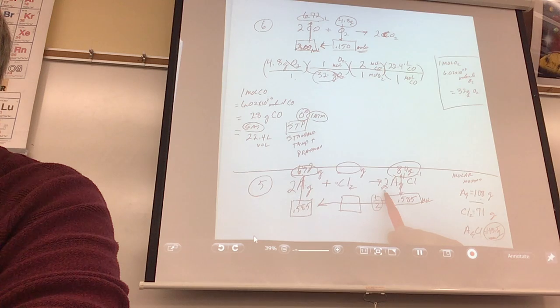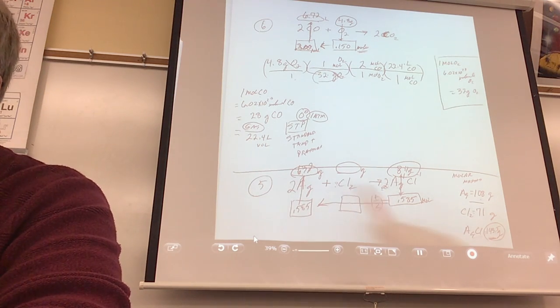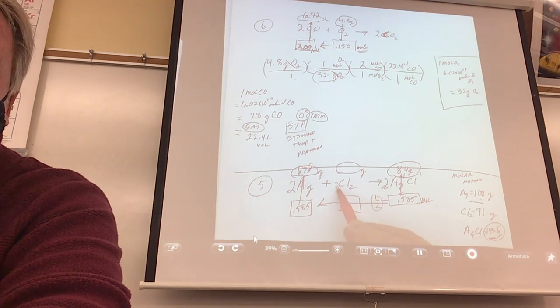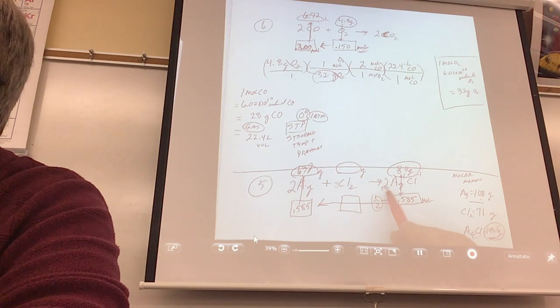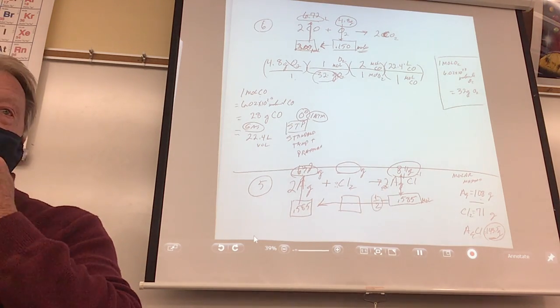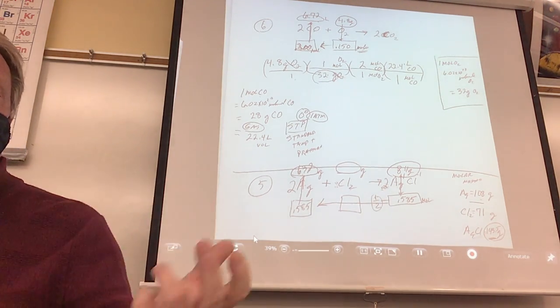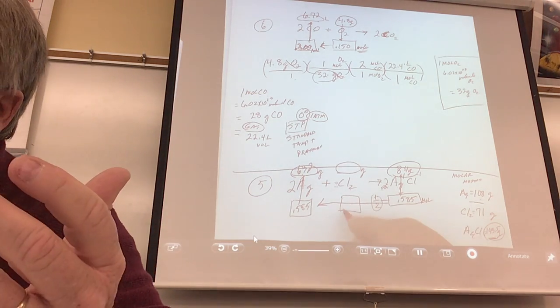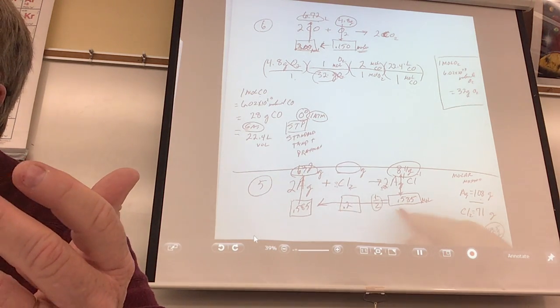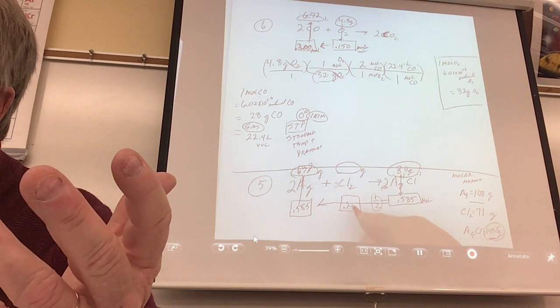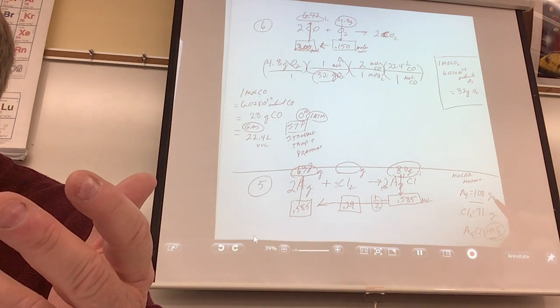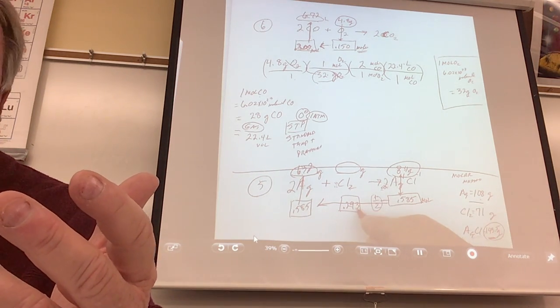Look again. 2, 1. Gotta get smaller. Which fraction will make you smaller? 2 over 1 or 1 over 2? 1 over 2. So tell me what you get here. It's going to be 0.293. Is that right?